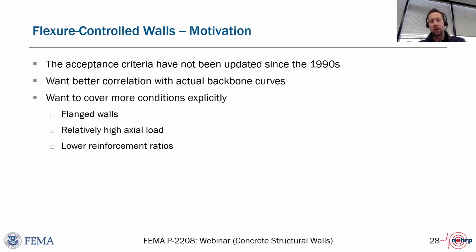And also there's an opportunity for really looking at this big database and finding how well we correlated with those backbones, based on the actual data. And then ultimately, there are also these questions, as I mentioned earlier: what happens when you don't have just a rectangular wall, but you have a flange or a return wall? What about when you have really high axial load, where in the earlier provisions the statement was that you can't use the wall or you have to treat it as force controlled? And then what about when you have really low reinforcement ratios?